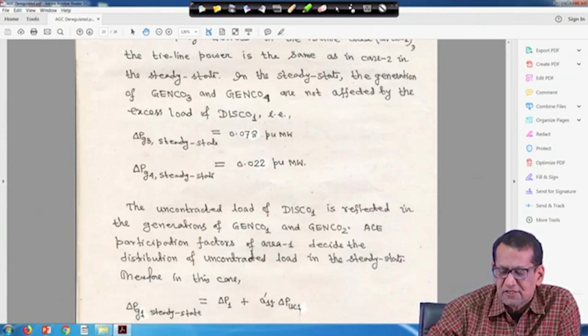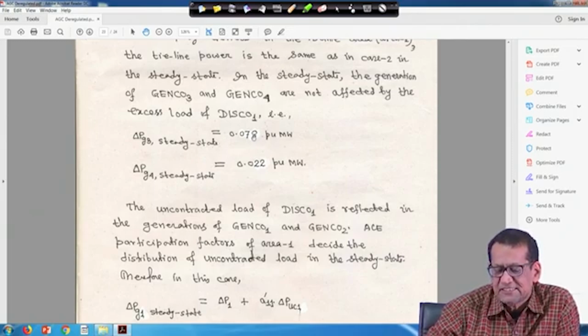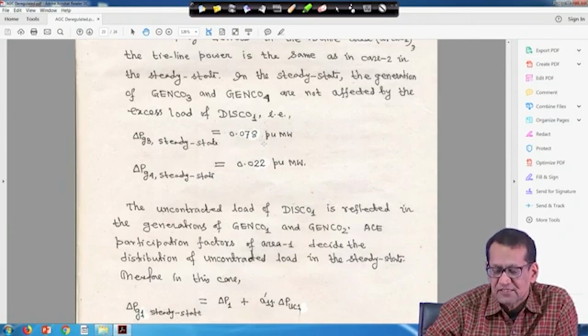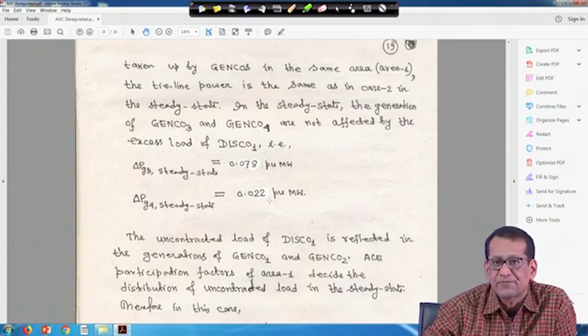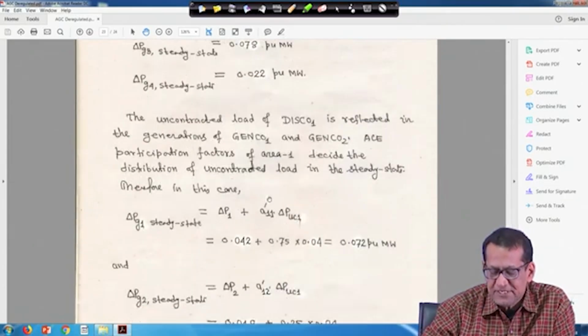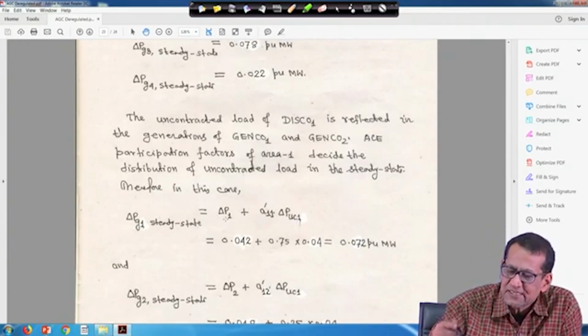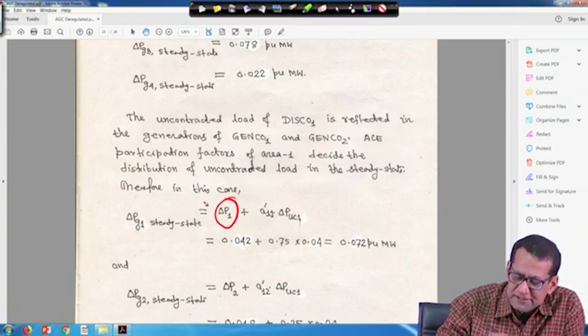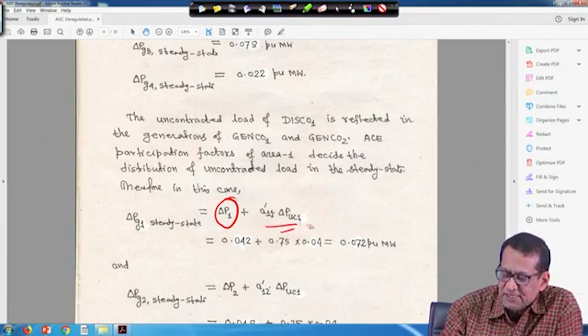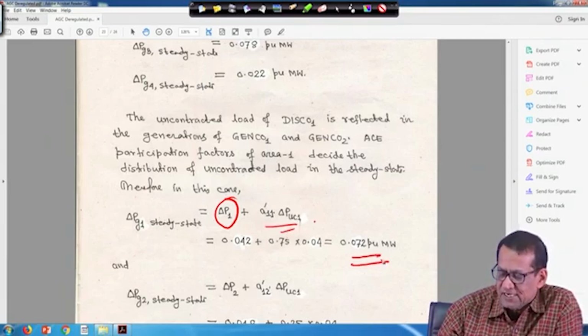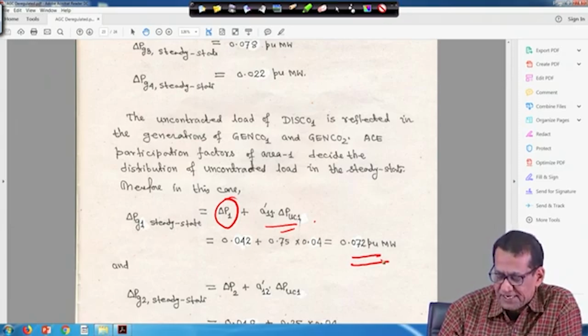And I told you also that delta Pg3 steady state will be 0.078, right, and delta Pg4 steady state will be 0.022, same as before, right. But delta Pg1, I told you, whatever the contracted demand was, I told you already, that was delta P1, and simulation also I showed you, right, plus A11 into delta PUC1. So, that is 0.072 per unit megawatt, right.